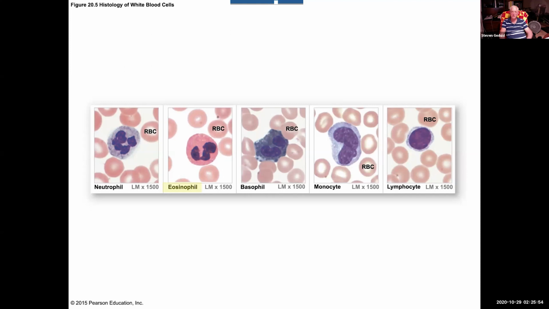You can see the size of white blood cells is larger than the red blood cells next to them too. White blood cells are almost double the size of red blood cells, double or triple.